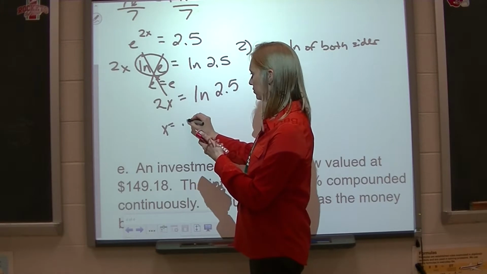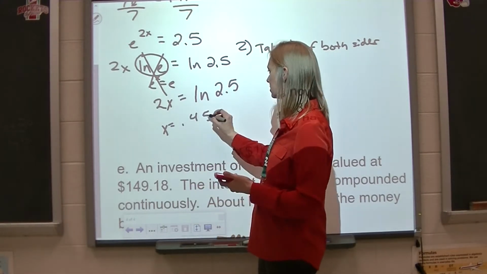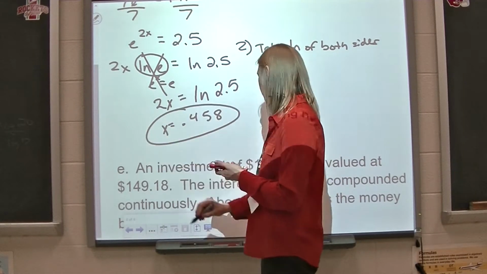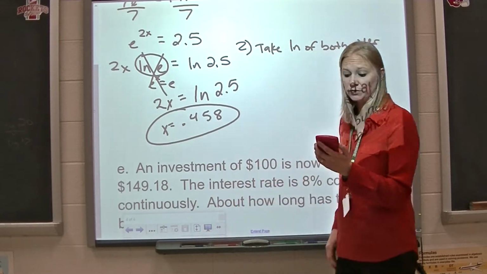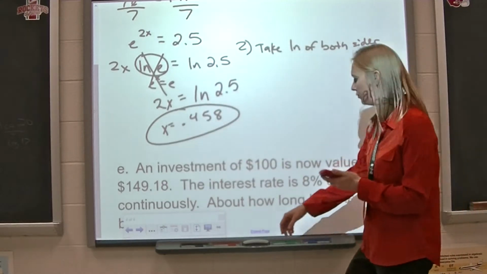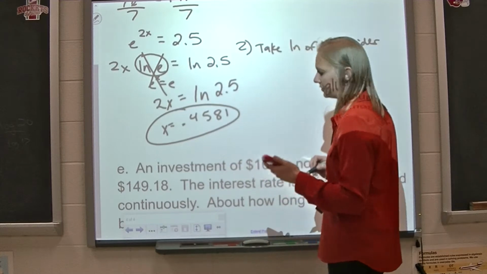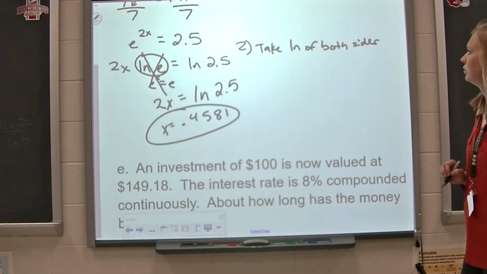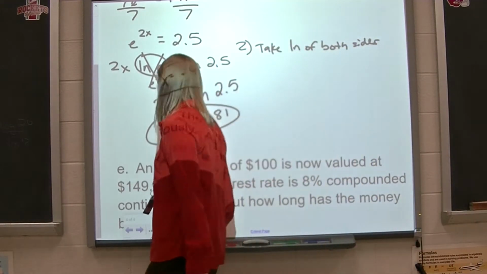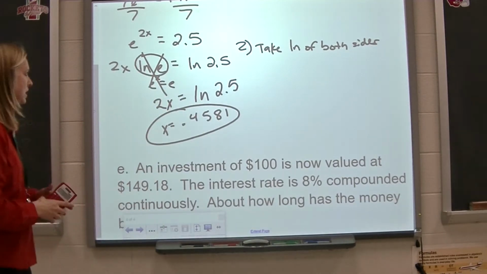0.458, or 0.4580. Nope, I lied, 0.4581, goodness. So x is 0.4581. And so obviously the third step is solve for x.